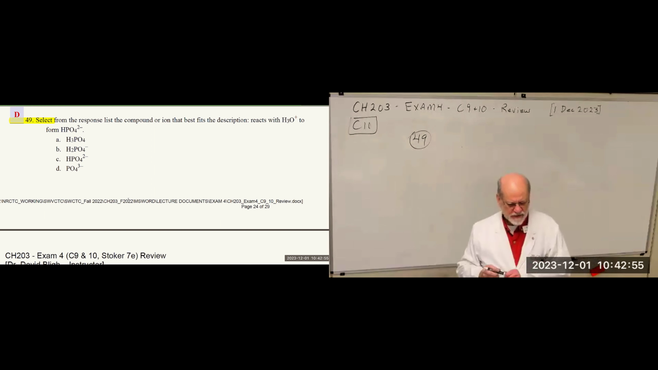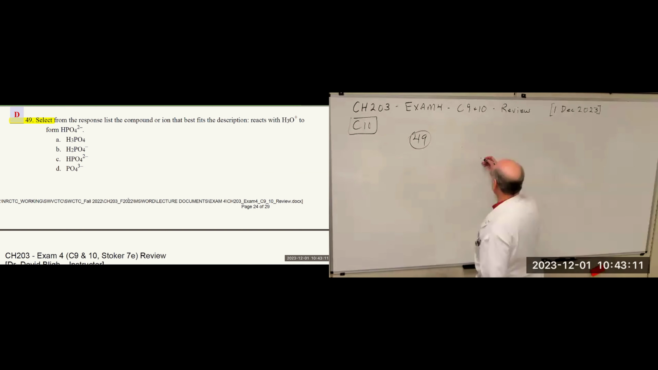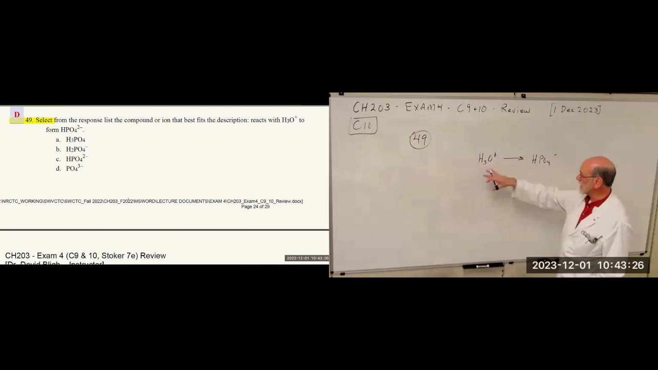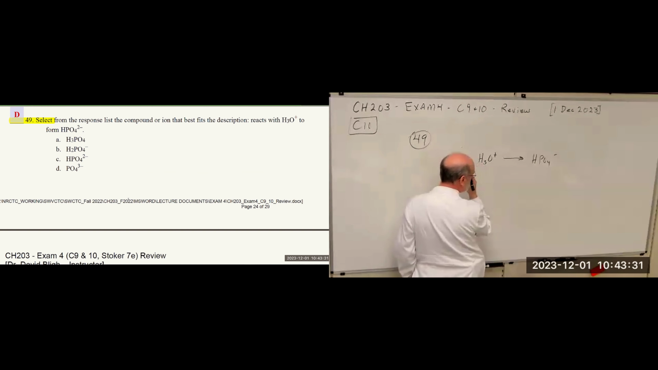Select from the response list the compound or ion that best fits the description, reacts with H3O+ to produce HPO4 2-. All right, so if this is a reactant and it's going to produce HPO4 2-, then this side has to have phosphate in it somewhere, but it's got to pick up that hydrogen.